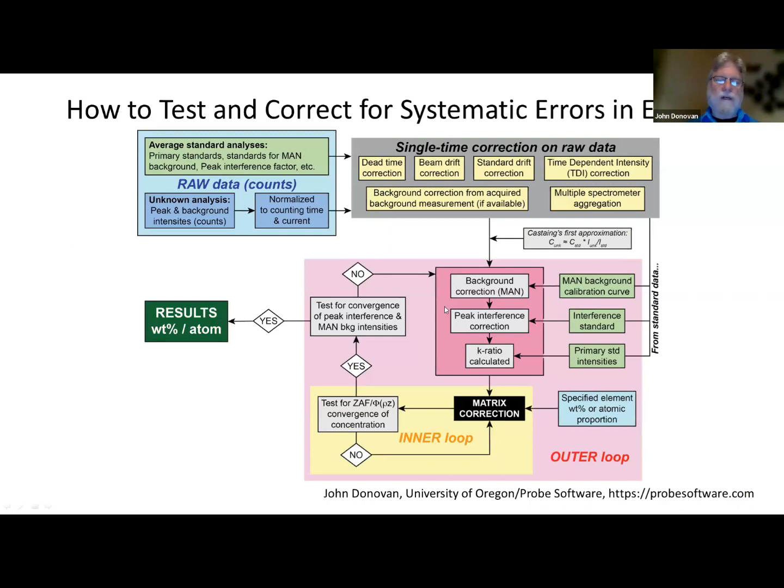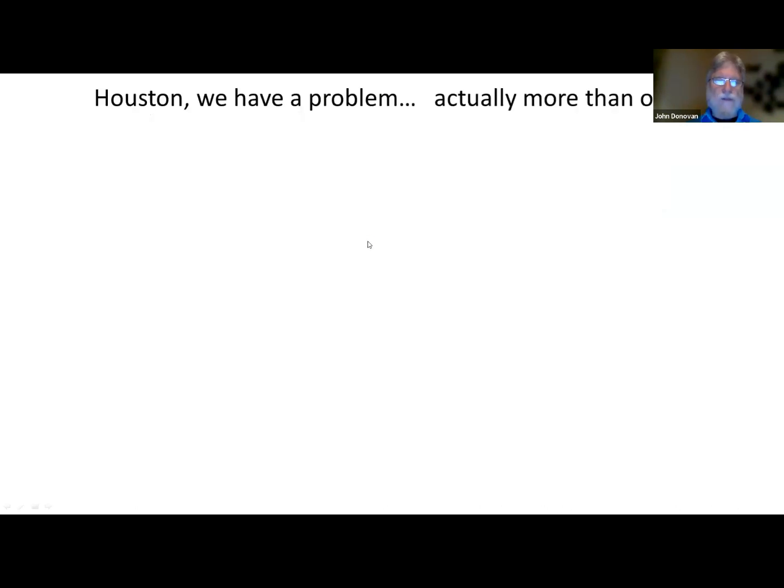Okay, so this is a general flow of all the different corrections that we do in our analyses. The microprobe basically generates a K ratio, and that's just the normalized intensity of the unknown to the standard, and corrected for everything we can think of. Everything we do after that measurement is in software, and that's why it's important to get the software right.